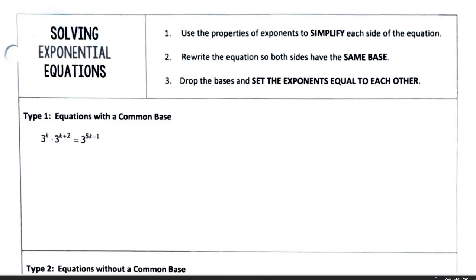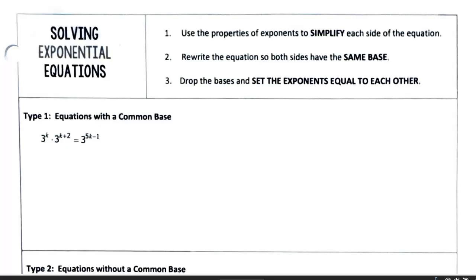Okay, so in this unit we're going to talk about solving exponential and logarithmic equations. The first one we're going to talk about is the easiest one, I think: solving exponential equations, when they have a common base or can be changed to a common base. The first thing to know is that exponential equations involve exponents, so we can use properties of exponents to simplify each side of the equation.